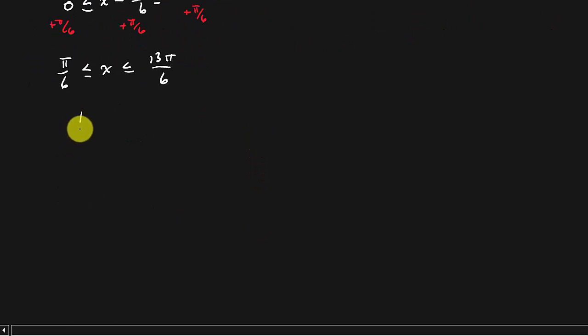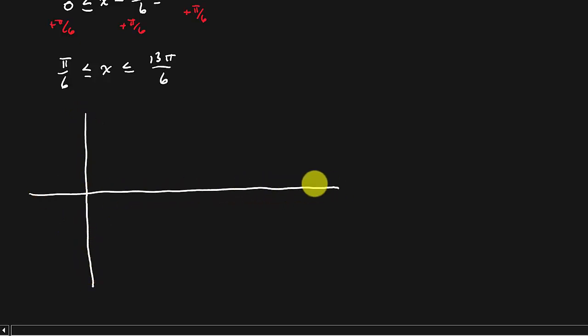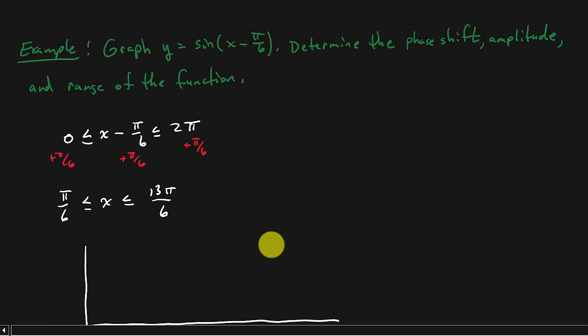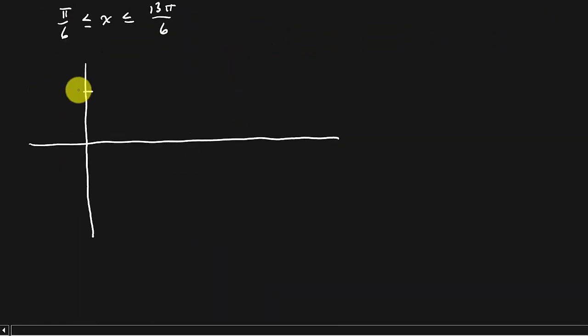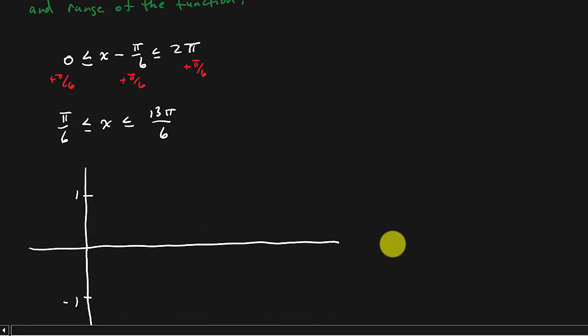So what this is telling me is, well, first, what's the amplitude? That's the number in front of the trig function, 1. So I know my maximum and minimum value is 1 and negative 1. Okay? Now, what I'm doing by solving this inequality here, this x between pi over 6 and 13 pi over 6, that tells me what interval I'm graphing it over.